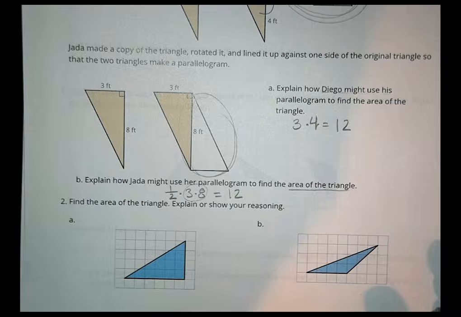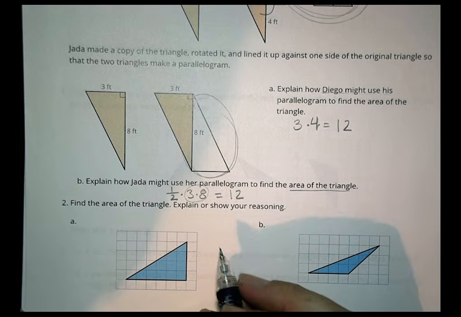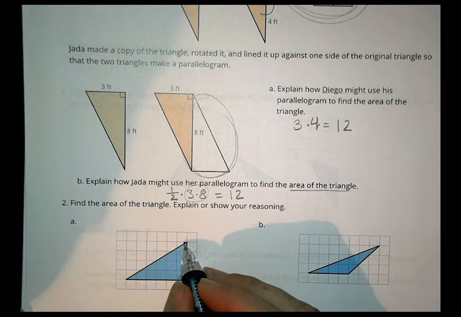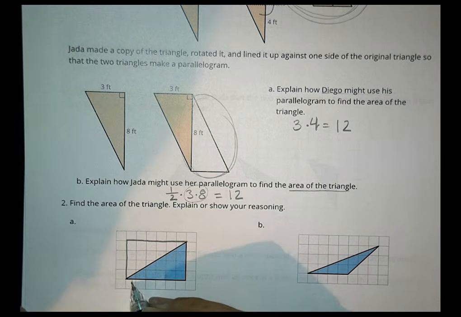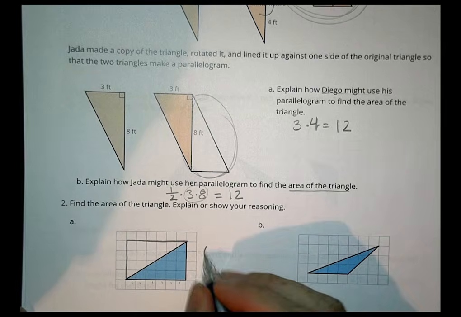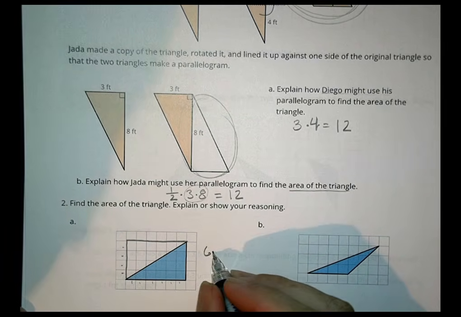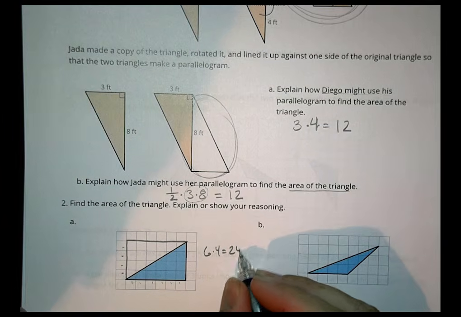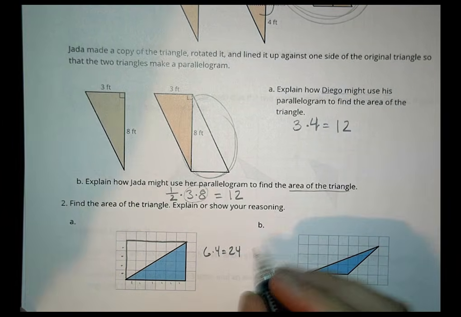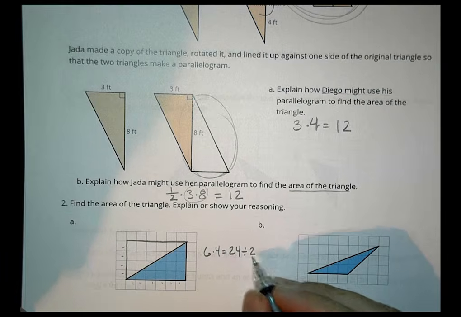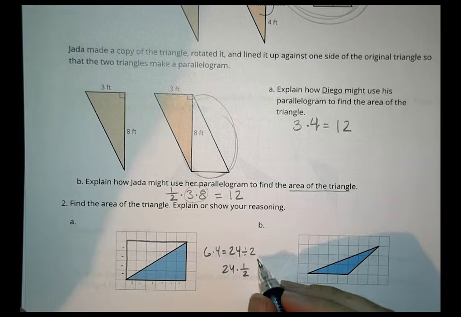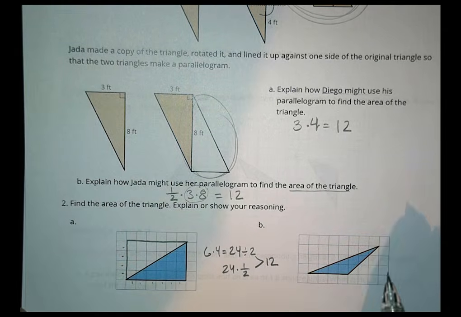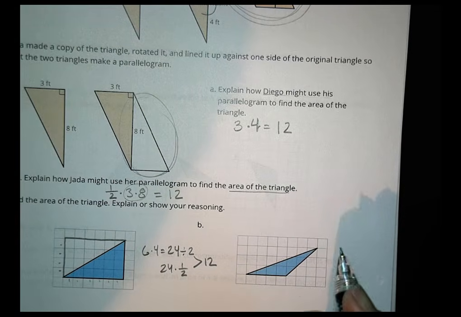Number 2, find the area of the triangle, explain or show your reasoning. Okay, so for this one here, maybe you wanted to extend it out and make a rectangle, which would have a base of 1, 2, 3, 4, 5, 6, and a height of 1, 2, 3, 4. So you have 6 times 4, which is 24. That's great, but again, we only want half of it. So we divide by 2, or we could think about it as multiplying by a half. It's the same idea. And that still is going to get you to what? 12.